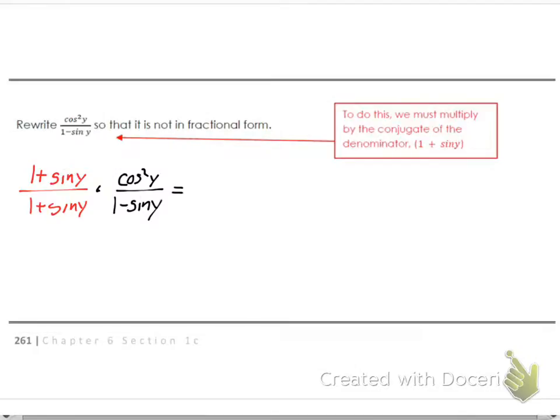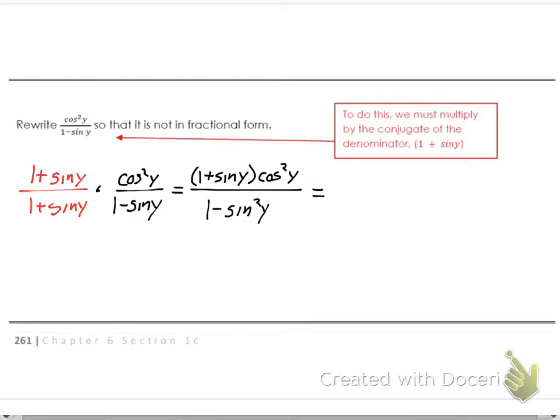On top, I'm going to have 1, leave it in parentheses. You'll see why I'm leaving it in parentheses. And that's all over 1 plus sine y times 1 minus sine y. Difference of squares, what's the denominator going to equal? Just tell me what you think the bottom's going to be. Without cosine in it, yeah. 1 minus sine squared y. Yep, 1 minus sine squared y.